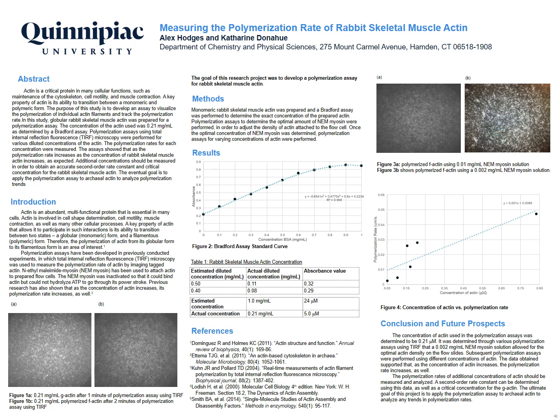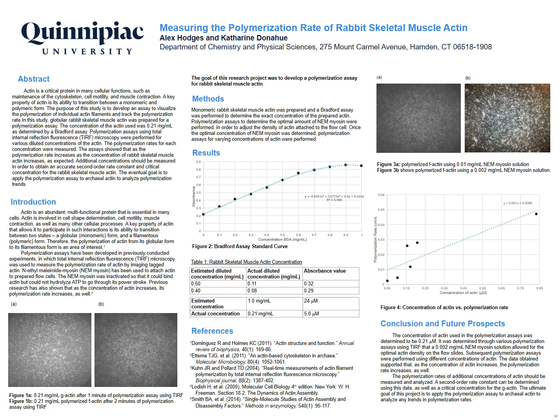We then performed the polymerization assay using the prepared monomeric actin and adjusted the concentration of NEM myosin that was used to attach the actin to the flow cell of the cover slide. This was in order to get the optimal density of actin because we're going to have to image individual filaments. We wanted the density to be enough that we could see the filaments, but not too dense that it was too difficult to pick out individual filaments.